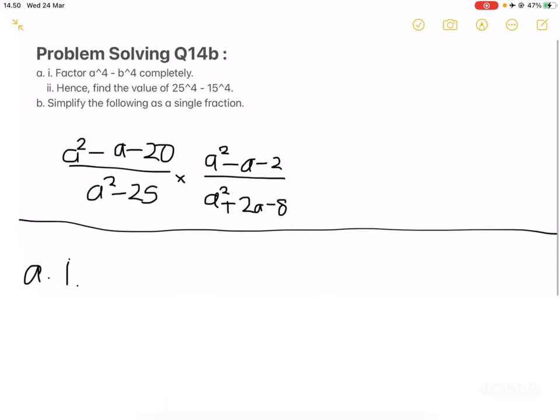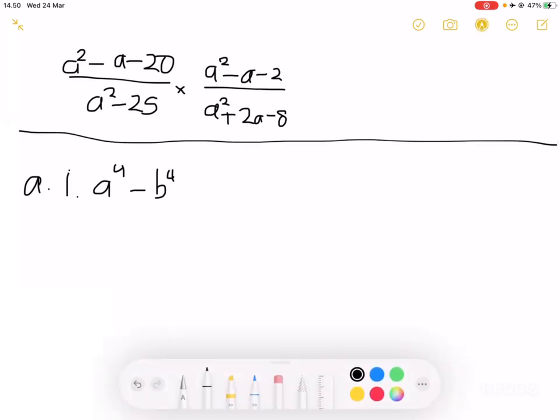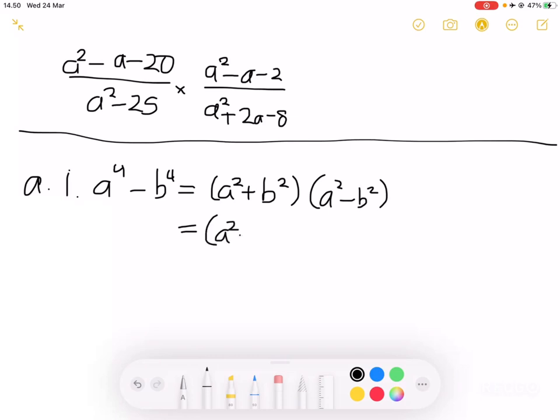The first part, we need to factor a to the 4th minus b to the 4th completely. Notice that this is a difference of squares with its terms being a squared and b squared. So that would be a squared plus b squared times a squared minus b squared. And notice we can factor this part again, since that is again a difference of two squares. So that will be a plus b times a minus b. So this is the final answer since we cannot factor it again.